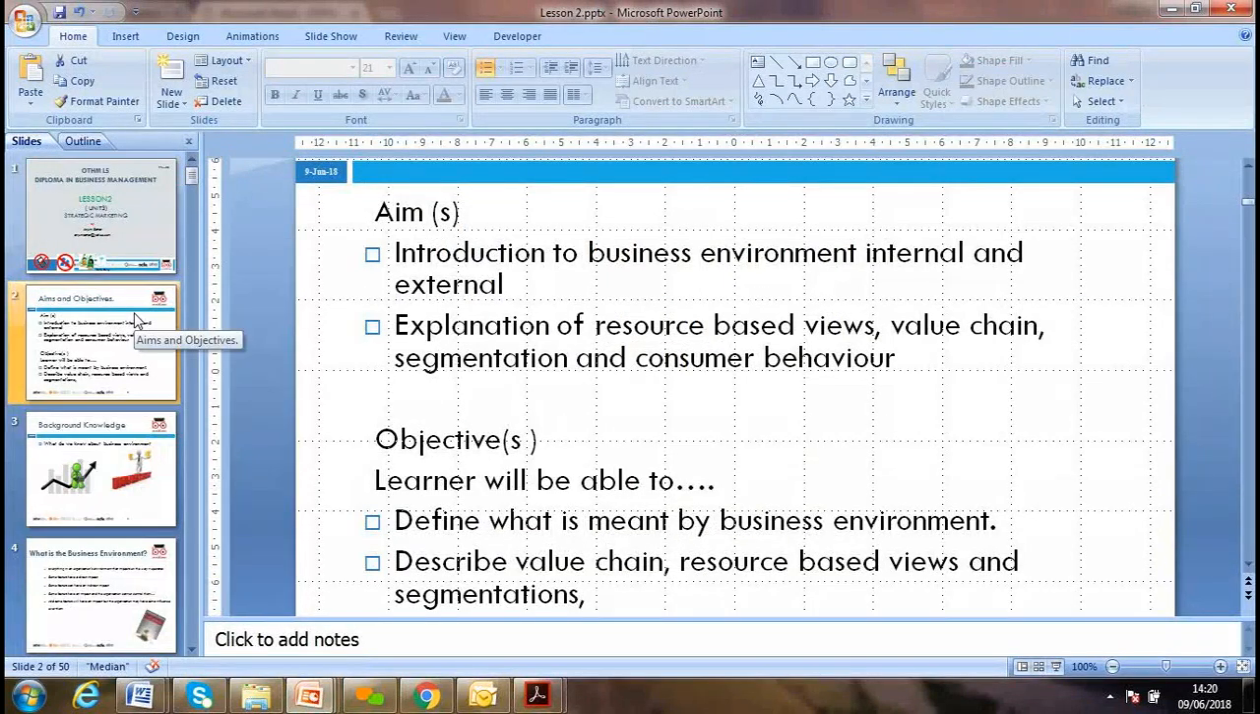Today's lesson aim: introduction to the business environment, internal and external, and explanation of the resource-based view, value chain, segmentation, and consumer behavior. At the end of the lesson, you will be in a position to explain what is meant by business environment and describe the value chain, resource-based view, and segmentation. I wish the objective will be achieved.